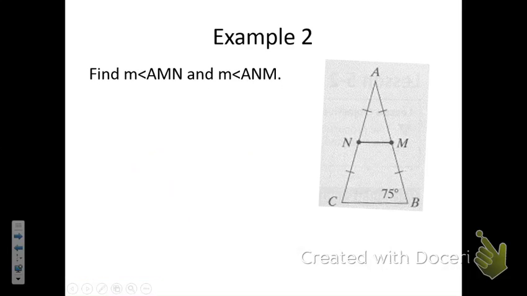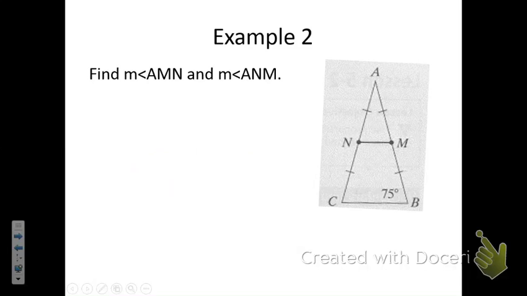All right, this one is asking me to find the measure of angle AMN and the measure of angle ANM. Okay? Now, look at your picture. What's something I know from looking at my picture? Go ahead. The angle CBA is 75. Good. CBA or just B, that would be okay to call it B, is 75 degrees. So it told me that. All right, what else do I know?